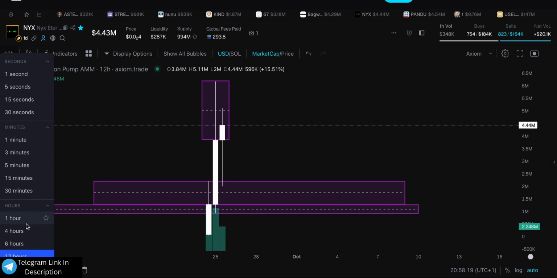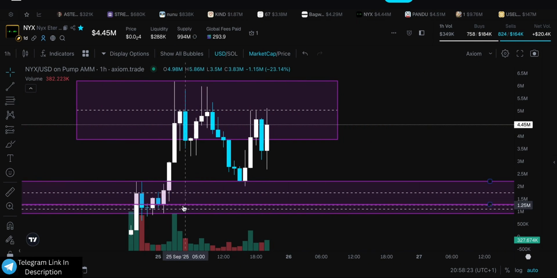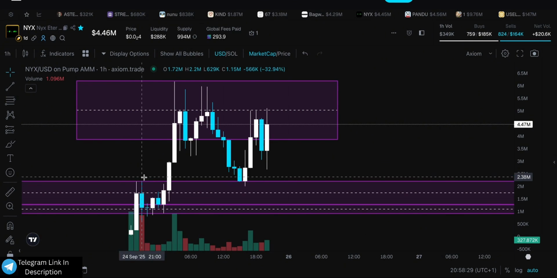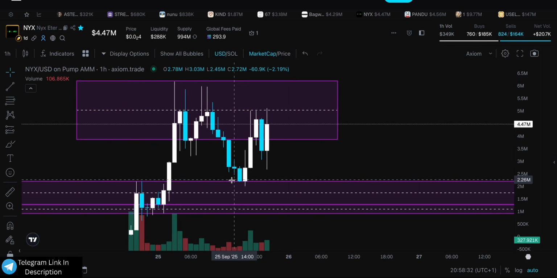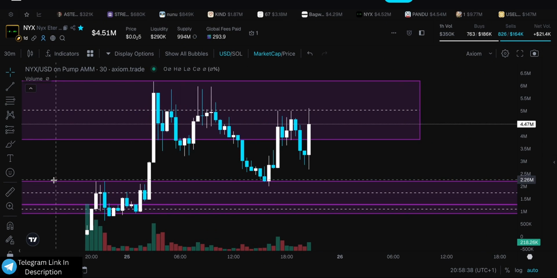So let's just go down to the 1 hour time frame. Okay, well, we've got this order block here and support and previous resistance, as I said earlier. So had you got on here, obviously you'd go down to a smaller time frame, like the 30-minute, for example.